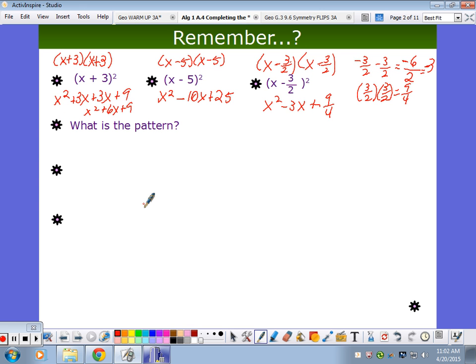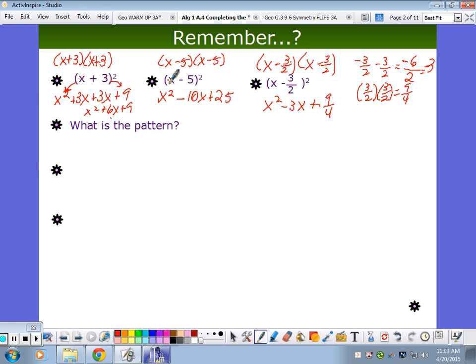Practice them. Okay, can you find a pattern here? x plus 3 squared became x squared plus 6x plus 9. x minus 5 squared became x squared minus 10x plus 25. And this funny thing, x squared minus 3x plus 9/4. Is there a pattern? What's the pattern? Okay, so square this guy, right? Multiply these two things: 3x became 6x, negative 5x became negative 10x, times 2. So we do 3 times x times 2, right? And then this thing, square that, that's that.